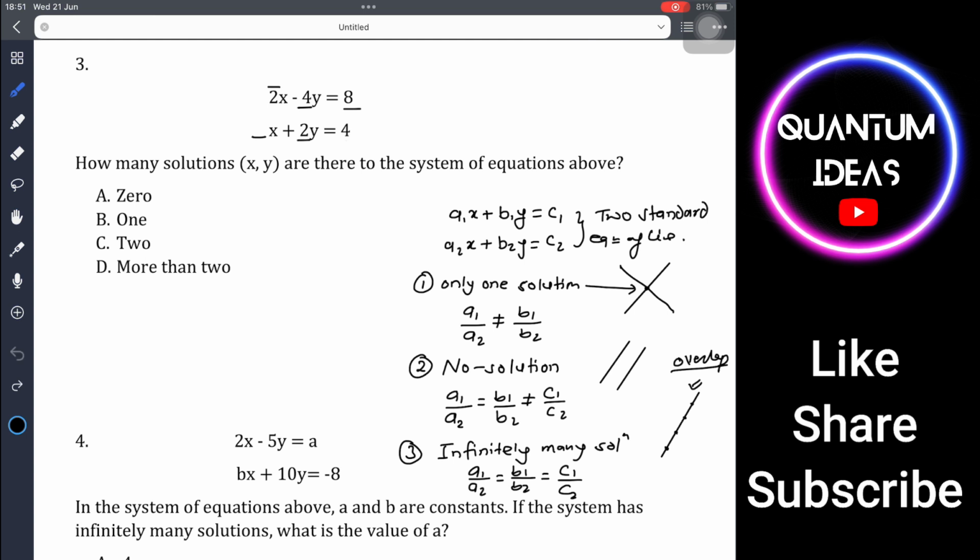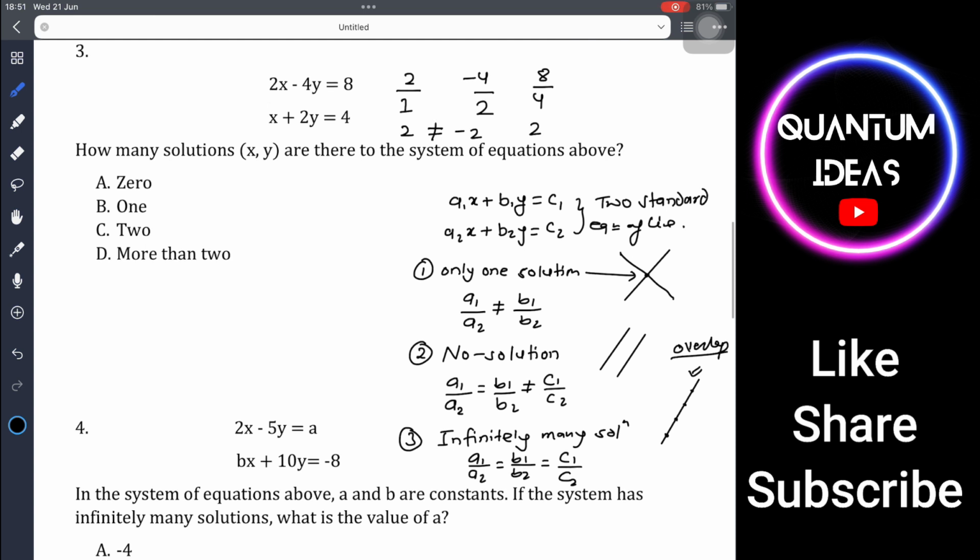So let's find out. Just find 2 over 1, the coefficients a1 and a2, and here the coefficients b1 and b2, that is minus 4 over 2, and c also, 8 over 4. This is 2 over 1 is 2, minus 4 over 2 is minus 2, and this is 4 over 2. That means a1 by a2 is not equal to b1 by b2.